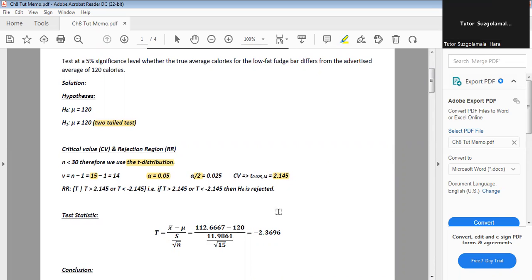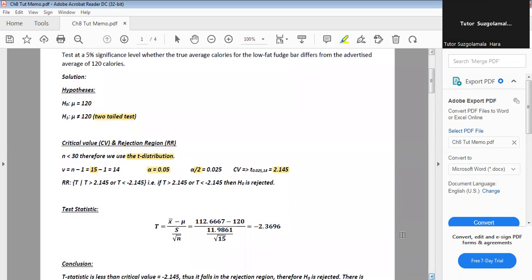Okay, so now after finding your hypothesis and your critical value, you go to the t-test. Can you guys mute yourselves? I can see someone is talking.